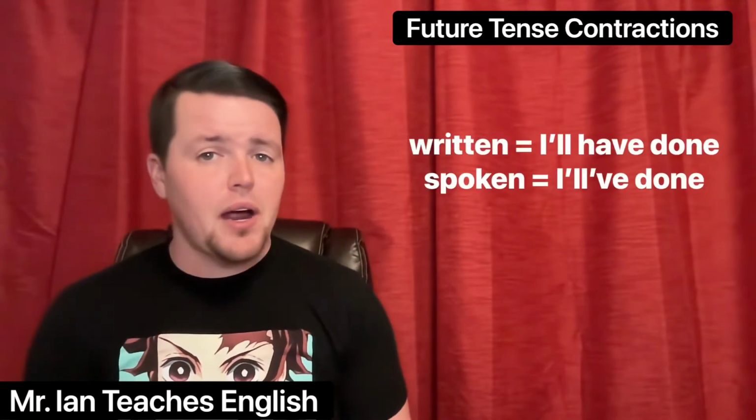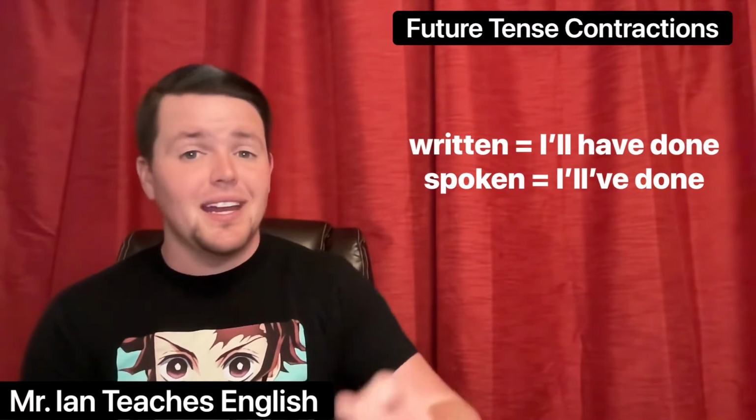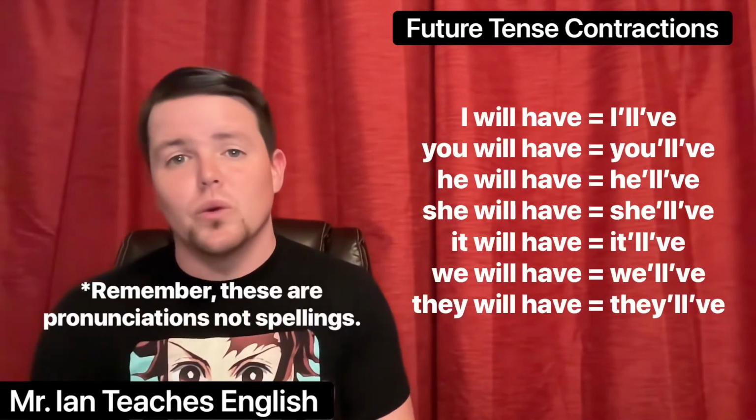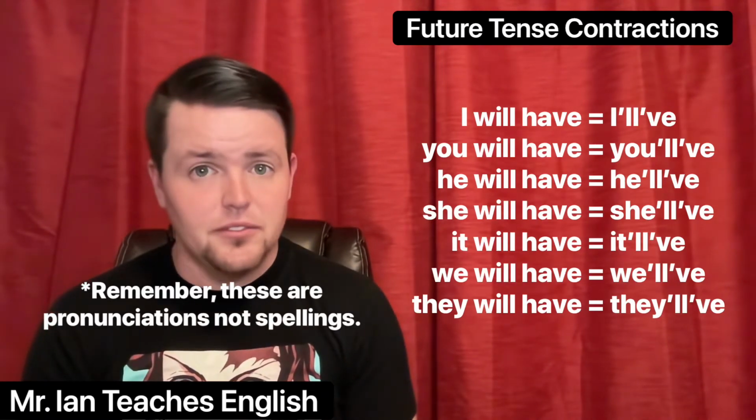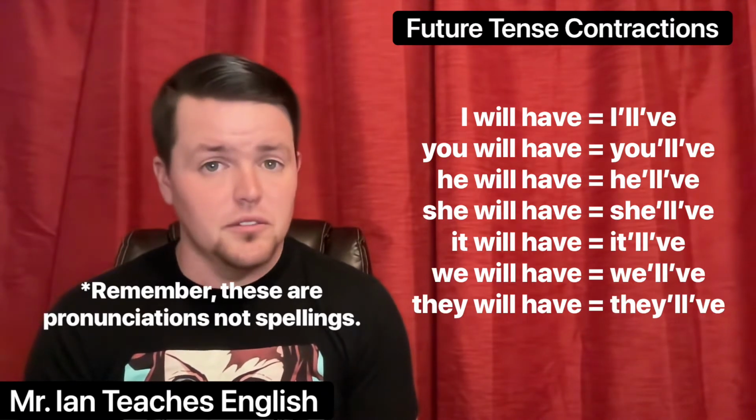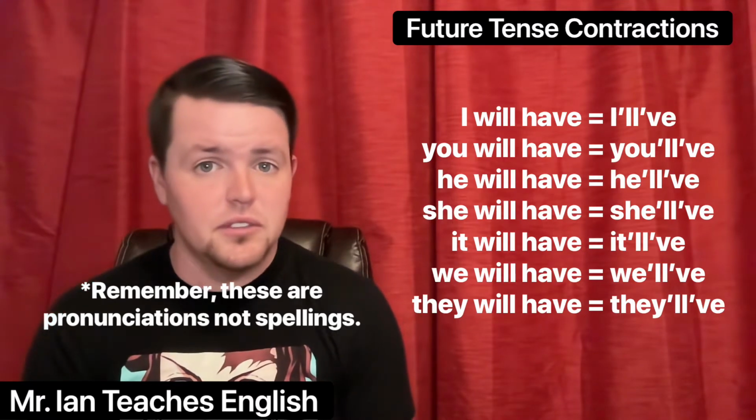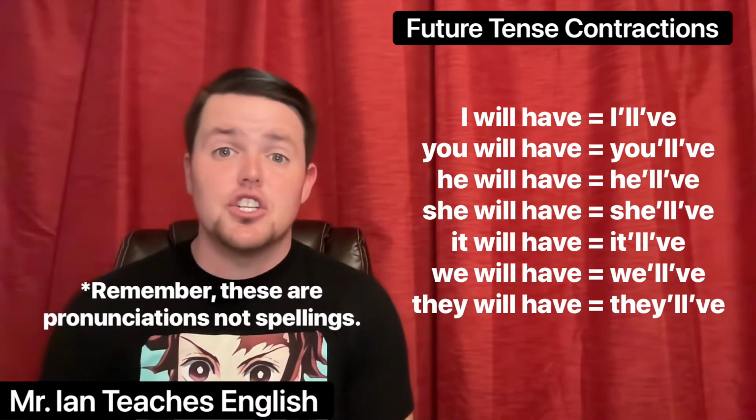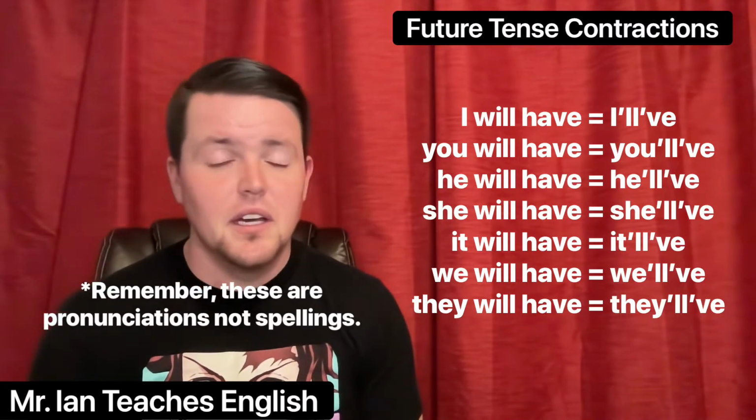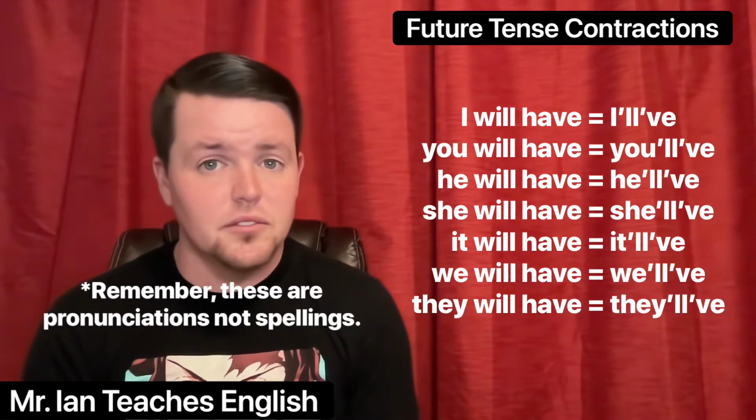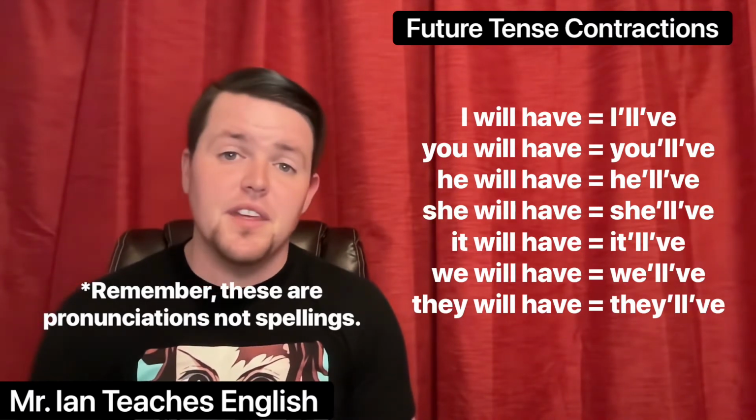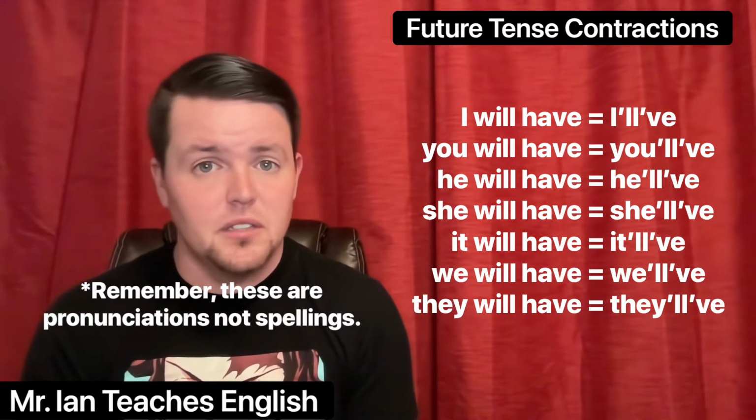Now, when you write, you probably won't write like this, but I promise that it sounds like this when you pronounce it. So when people are speaking, listen for this sound. All right. I will have, I'll've. You will have, you'll've. He will have, he'll've. She will have, she'll've. It will have, it'll've. We will have, we'll've. They will have, they'll've.